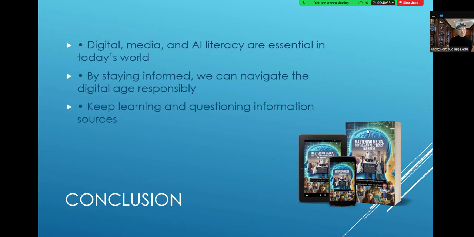And so in conclusion, digital literacy, media literacy, and AI literacy are essential in today's world. By staying informed, we can navigate the digital age responsibly, and in other words, always be skeptical of what you read, and question everything. And don't believe everything that you see just because it's printed. So you've got to corroborate your sources.